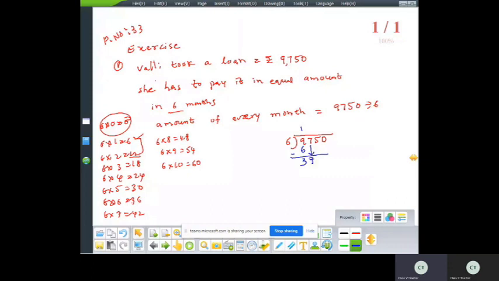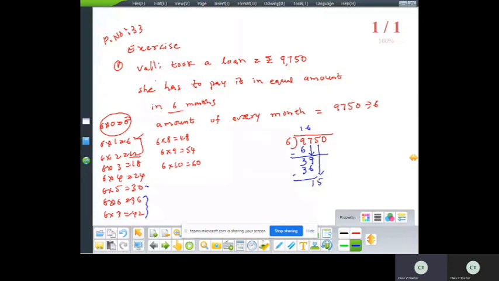There is no 37 in the 6 table, but 37 lies between 36 and 42. If you take 42, it is bigger than 37. You take 6 sixes are 36, which is lesser than 37. Now do subtraction: 7 minus 6 is 1, 3 minus 3 is 0. Now after 7, the digit is 5. The digit 5 drops down. Now 1, 5 means 15.